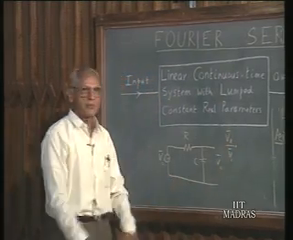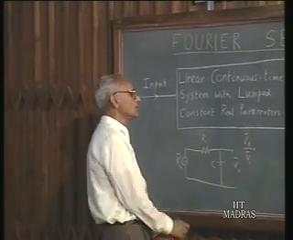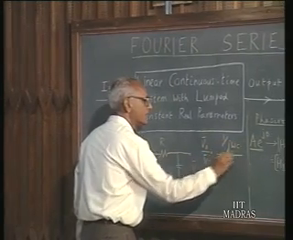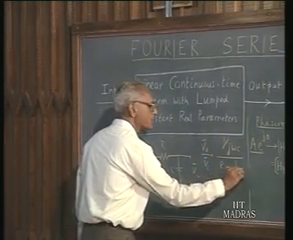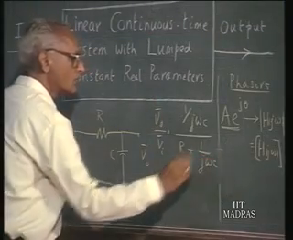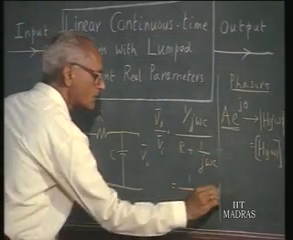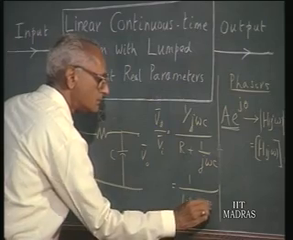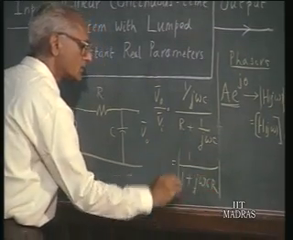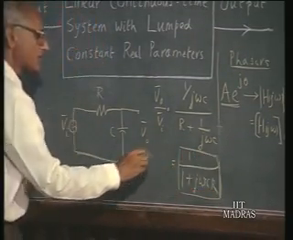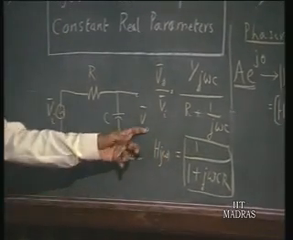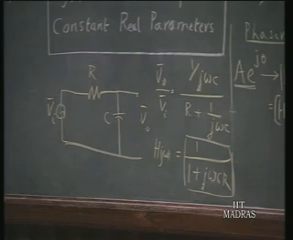using our familiar circuit analysis procedures. This will be, by potential divider action, 1 over j omega C divided by R plus 1 over j omega C, which of course is 1 by 1 plus j omega CR. This is our H of j omega in this case. Once you identify this as the output and this as the input, that is our system function.